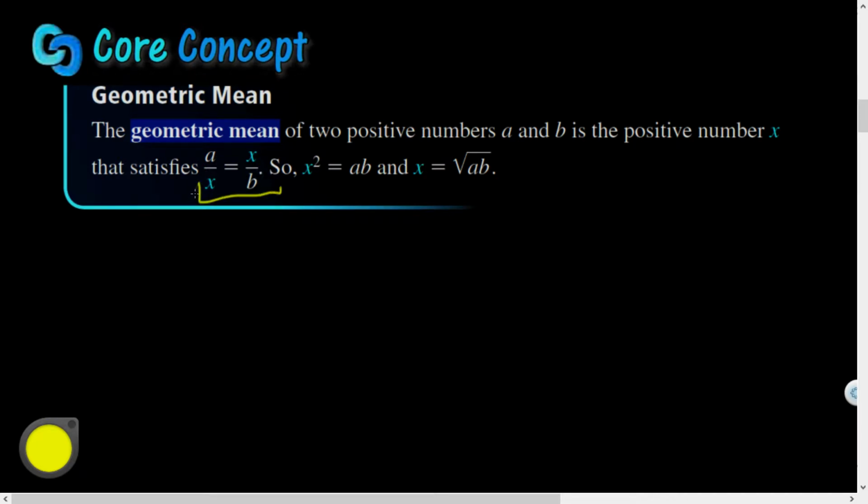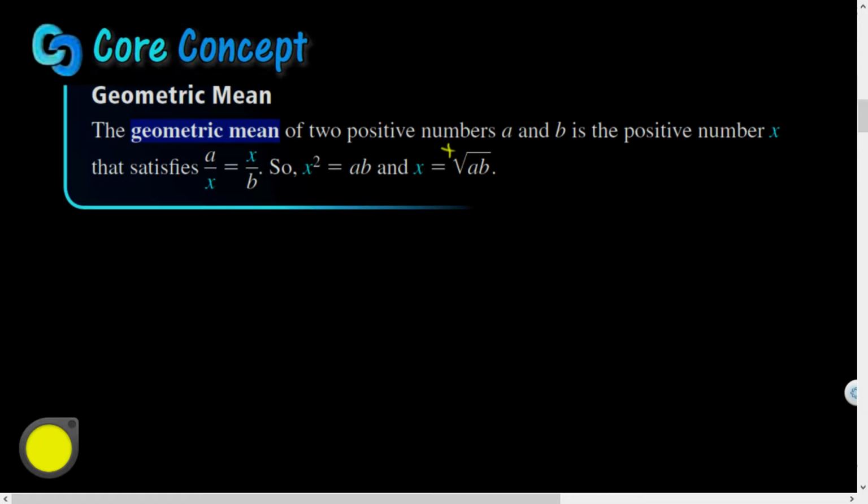How do you get from this to this? Oh, good call. Cross multiply. I like it, right? So x times x is x squared. a times b is ab. How do we get from this to this? Root both sides. And technically, when we square root, we should have had plus or minus, because there's two square roots when you're solving algebraic equations. Right, Ryan? That's right, Mr. Waddy. However, they said the geometric mean of two positive numbers is the positive number x. So we're going to exclude that minus there. It's just going to be the positive root of ab.